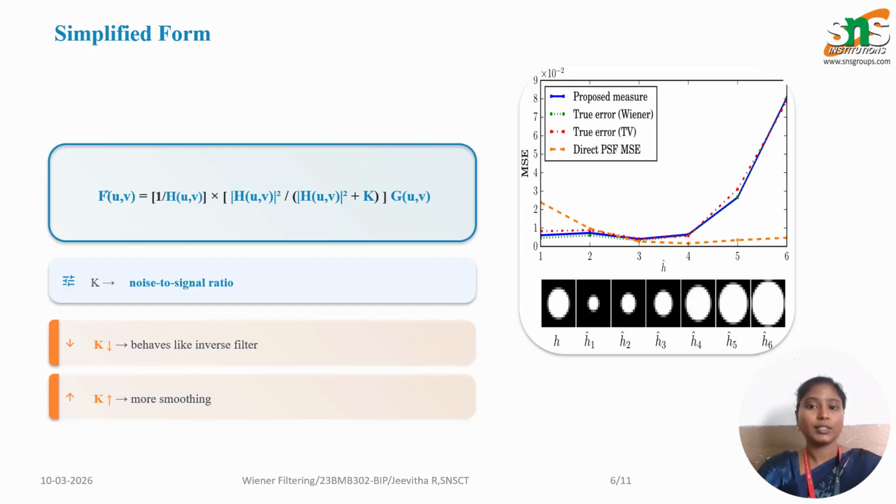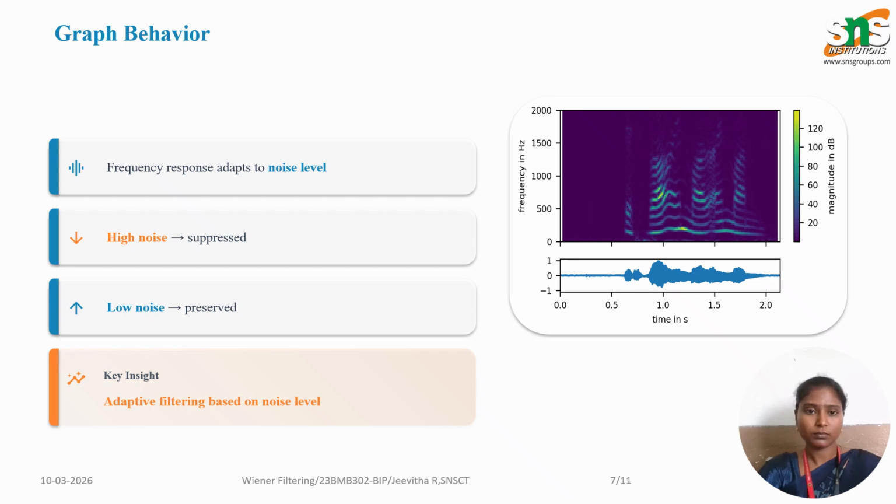This slide explains how the Wiener filter behaves in the frequency domain. The filter does not treat all frequencies equally. High noise regions are suppressed. Important signal regions are preserved. So instead of uniformly processing the image, it adapts based on the noise level. That's why we call it an adaptive filter. The key takeaway is that the Wiener filter intelligently decides what to keep and what to remove.